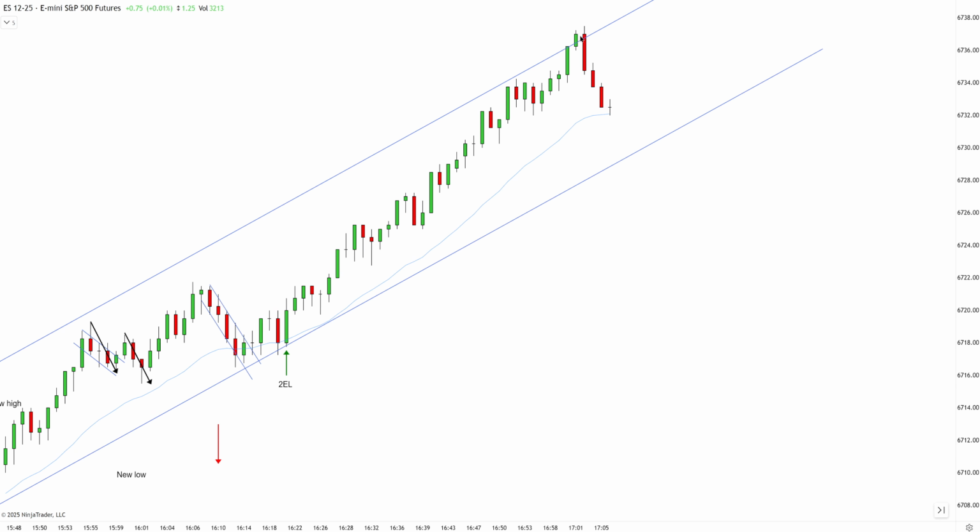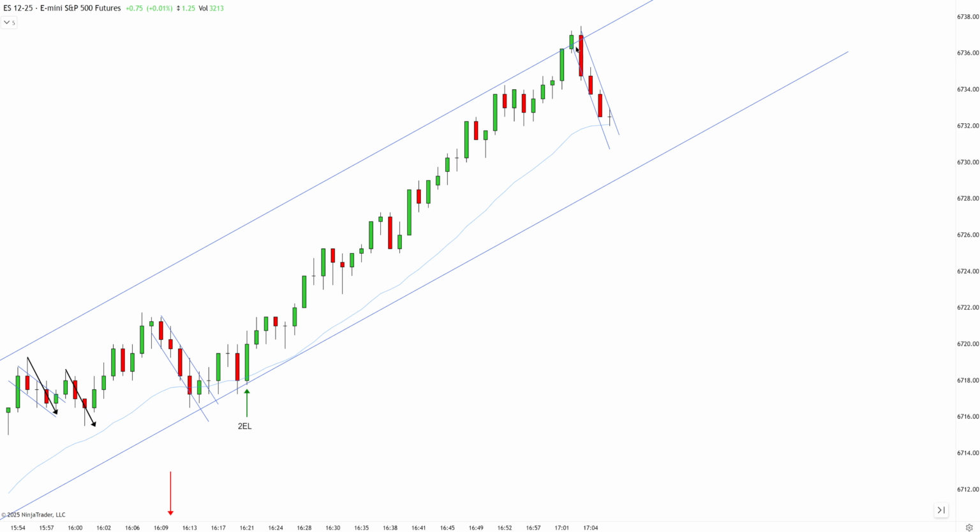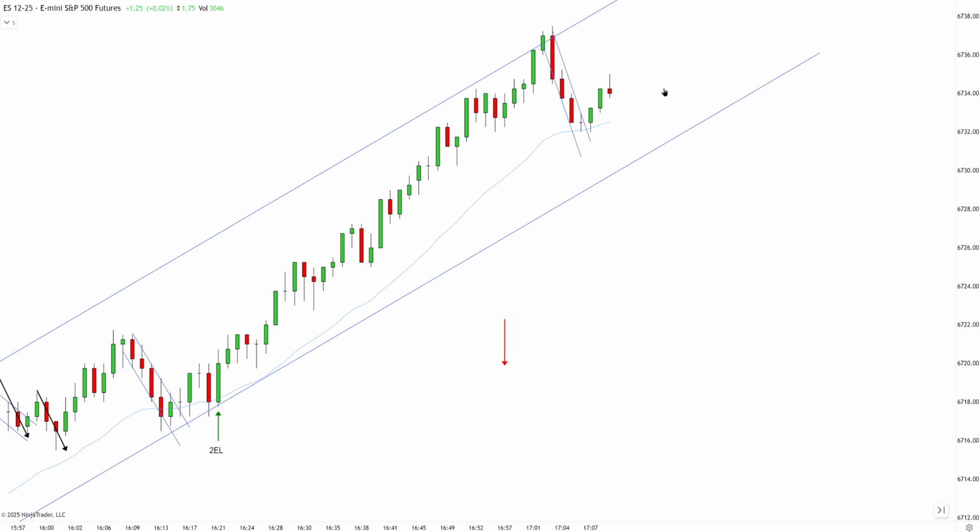We have a tiny overshoot, but it's super tiny. It's very borderline. When I was watching this live, if I'm going to get a textbook second entry long at the EMA, I'm not going to consider this overshoot because this overshoot is so tiny. Let's see what's going to happen.